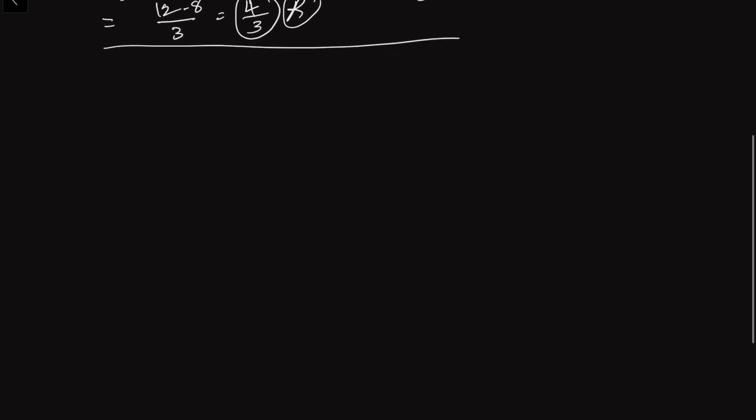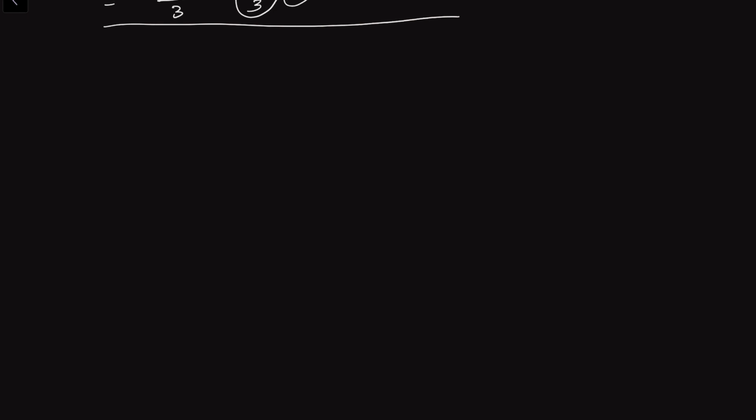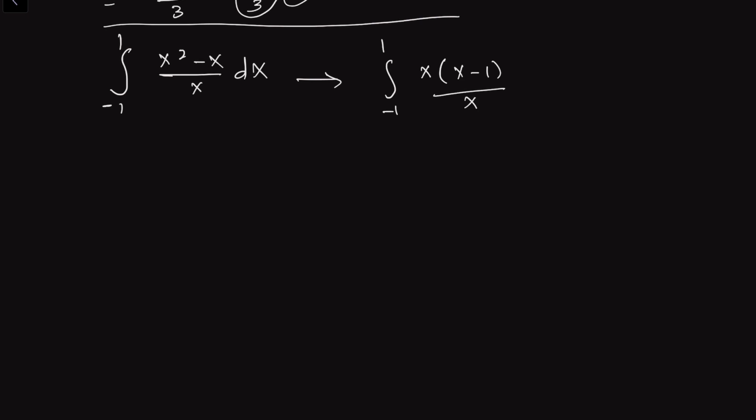Let's have another problem on this. This one is integration. So integrate from -1 to 1 x squared minus x over x dx. Okay, let's simplify this. So integrate -1 to 1, take the x common factor. So it will be x minus 1 over x dx. This x will cancel out. So it will be equal -1, 1, x minus 1 dx.